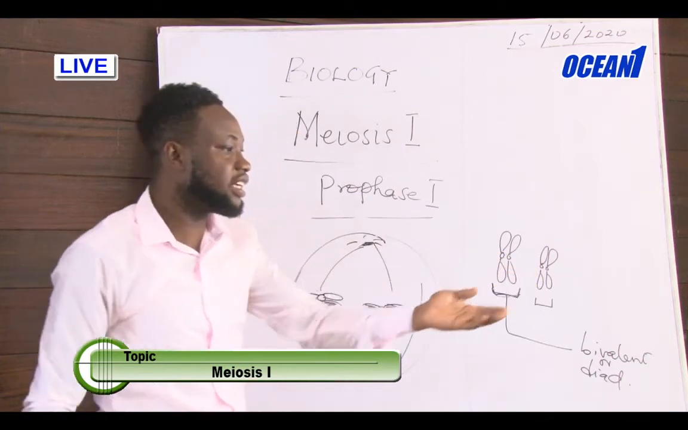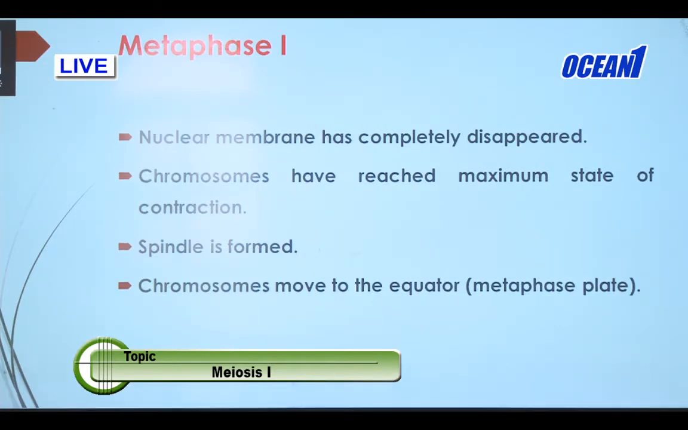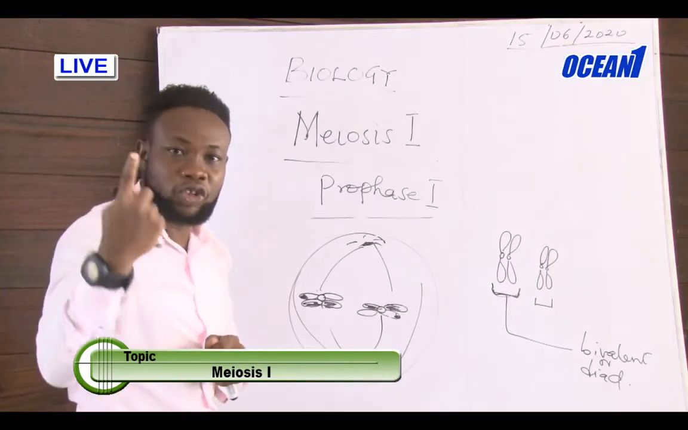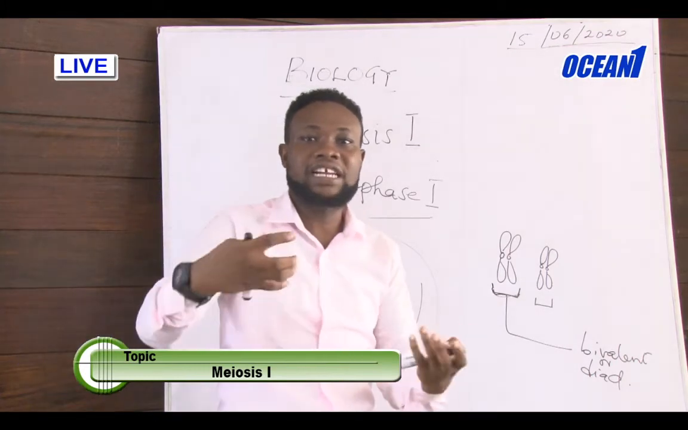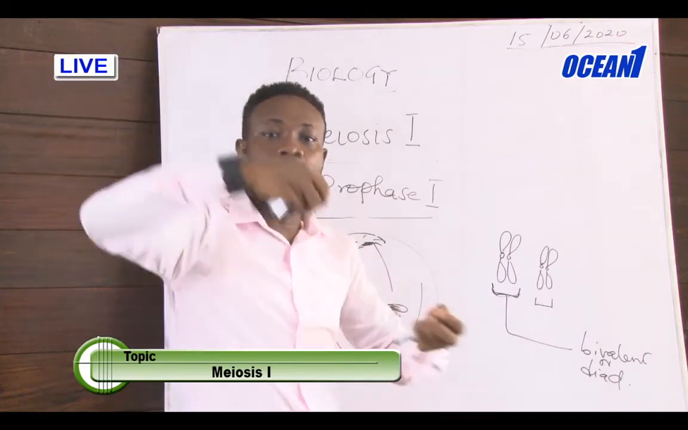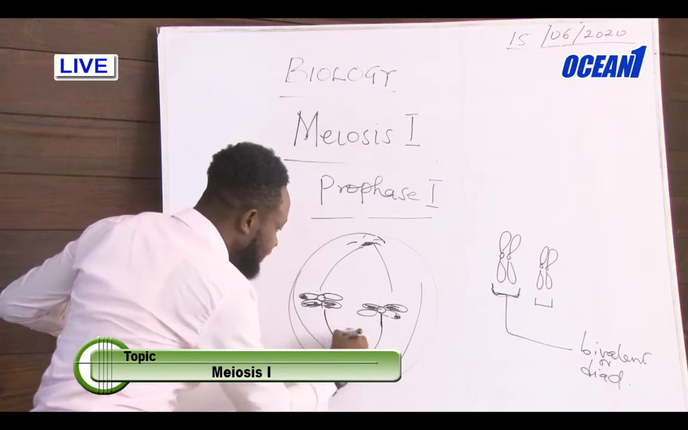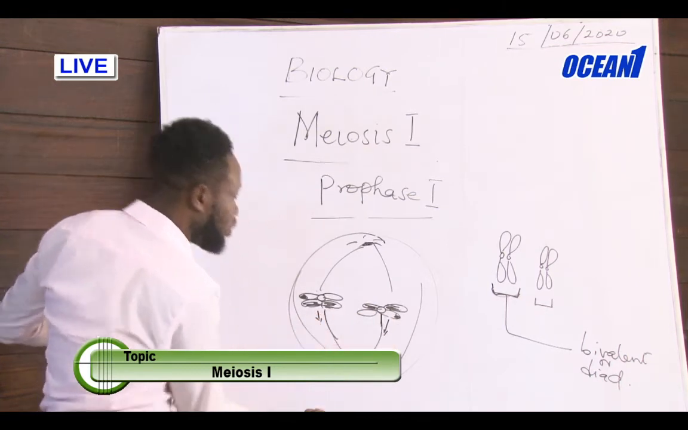That's why we say that chromosomes move to the equator. And this equator is also called the metaphase plate. Then when that happens, you move on to anaphase. What happens in anaphase? You know that in anaphase, the spindle fibers are going to pull to the opposite poles. So the spindle fiber attached to this moves to the pole, and the spindle fiber attached to this also moves to the pole.